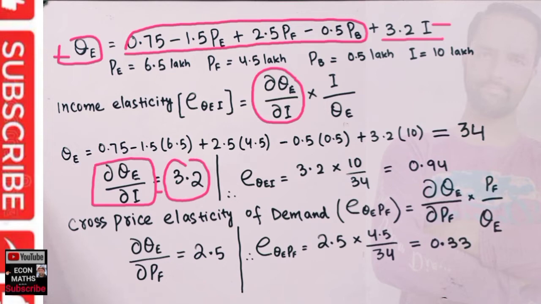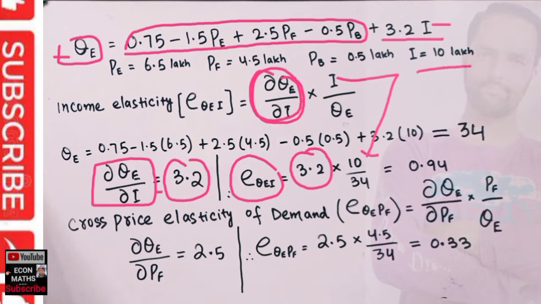Then income elasticity of demand is equal to this dQ upon dI, which we calculated as 3.2, into the value of I, which is given as 10 lakh, so I had written here, and the value of QE which we calculated here, 34. When we multiply 3.2 by 10 and divide by 34, we get income elasticity of demand equal to 0.94.